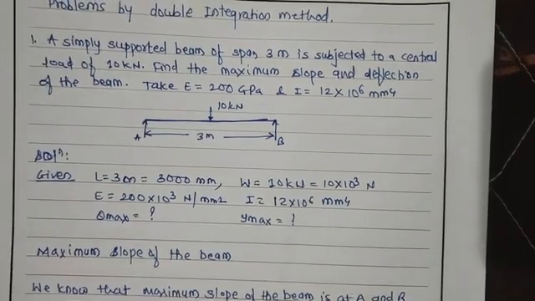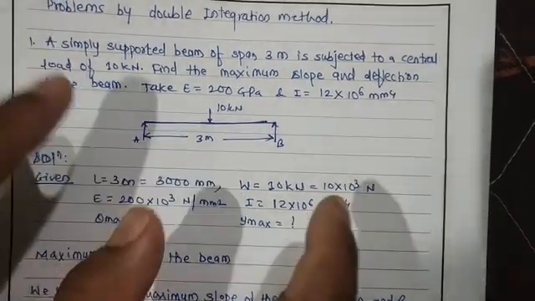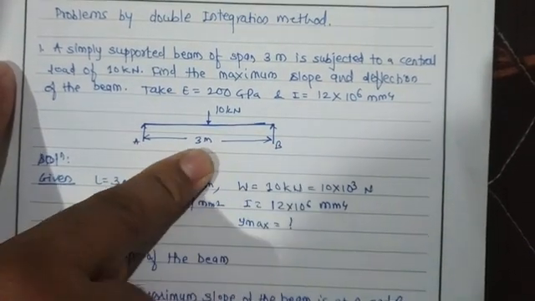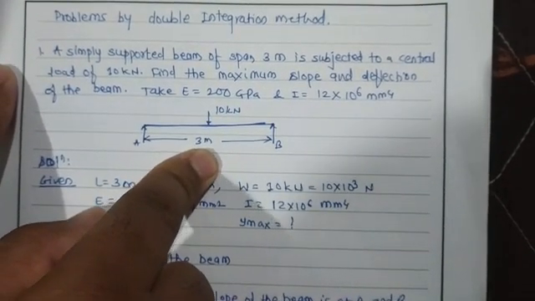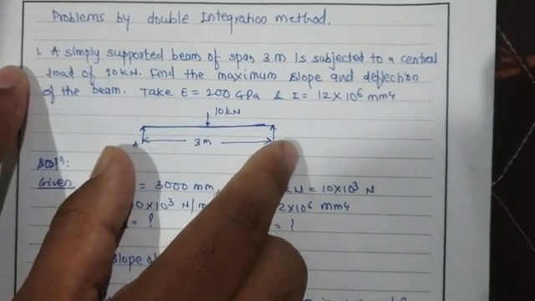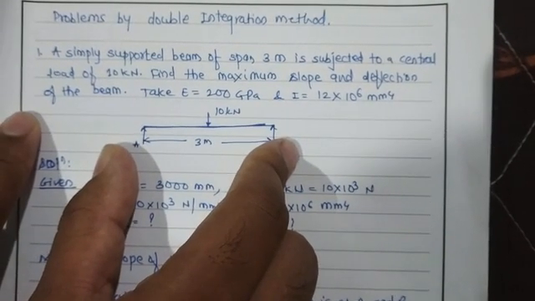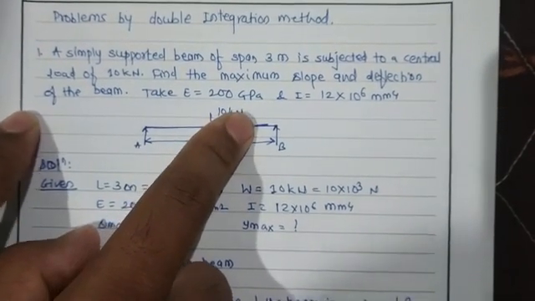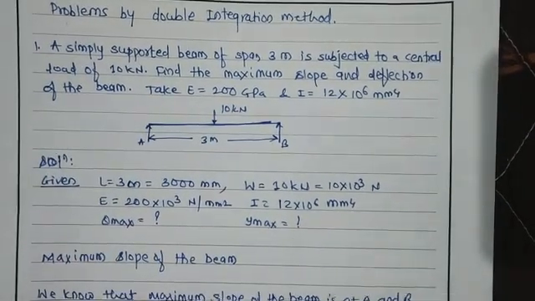See, first thing is what? This is a simply supported beam. What is the length? Length is 3 meter. Next, the load is acting on the center of this simply supported beam. The value of the load is 10 kilonewton.